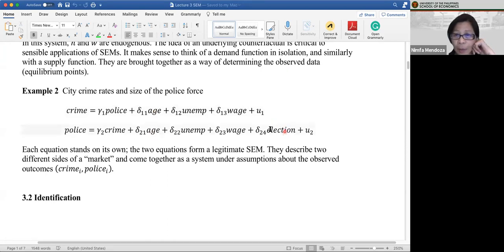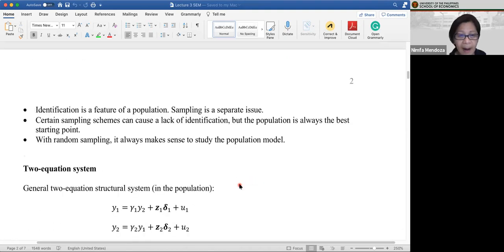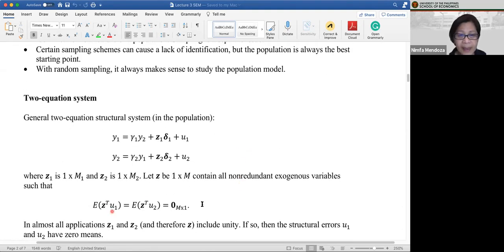We have election here appearing in the second equation, but it does not appear in the first equation. Election is uncorrelated with u sub 2, and also it is uncorrelated with u sub 1, because we assume that this is an exogenous variable. And that follows from this assumption.